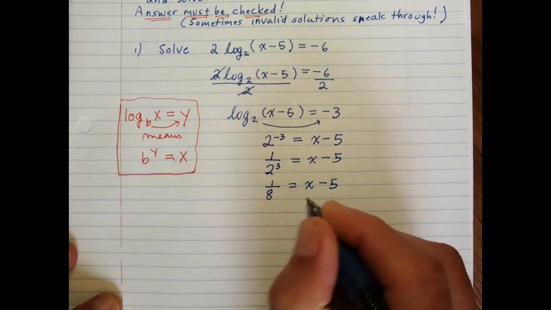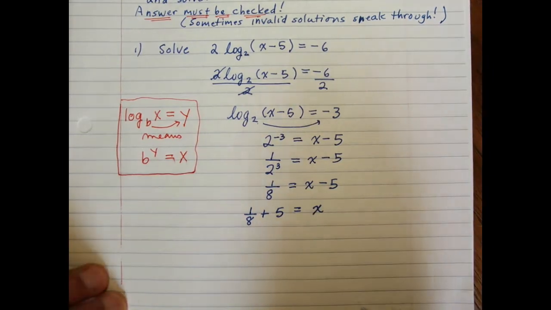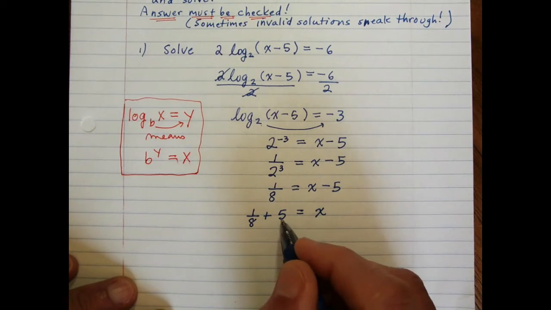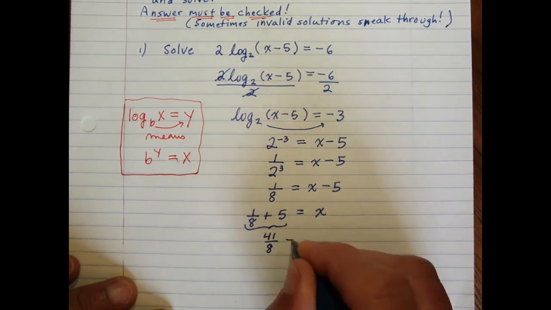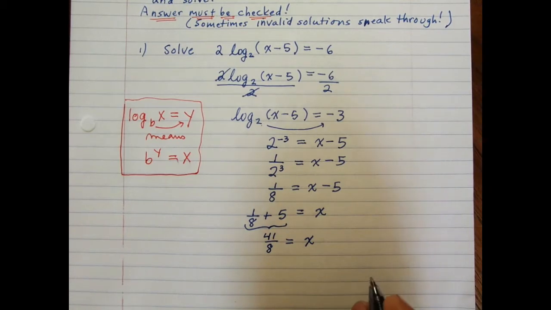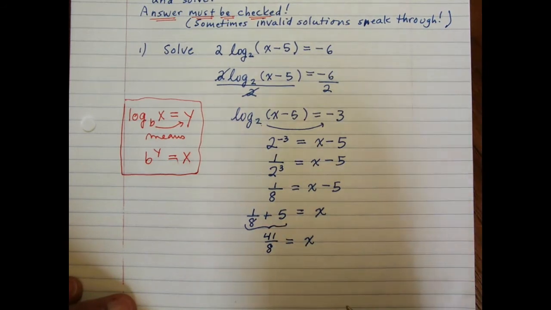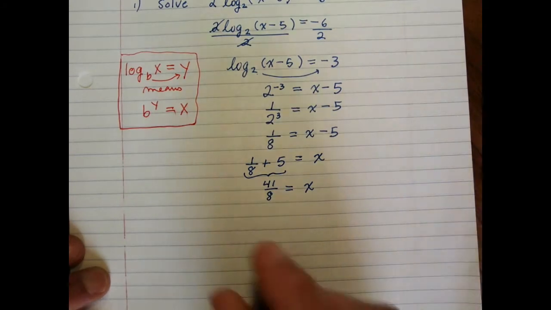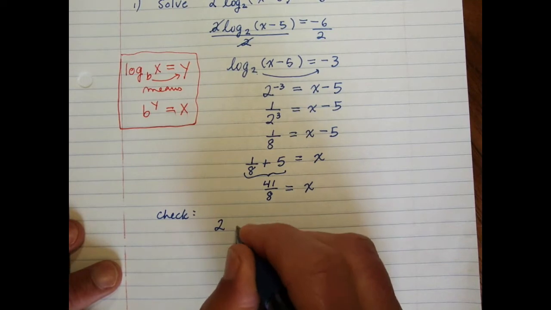So if I add 5 to both sides, 1/8 plus 5 is equal to x. Again, 5 is 40/8, so this is 41/8 is equal to x. I could also write it as a decimal, or as a mixed number, 5 and 1/8. I'm going to leave it here as 41/8. Now, the fine print in this section is that we have to check our answer in the original equation.